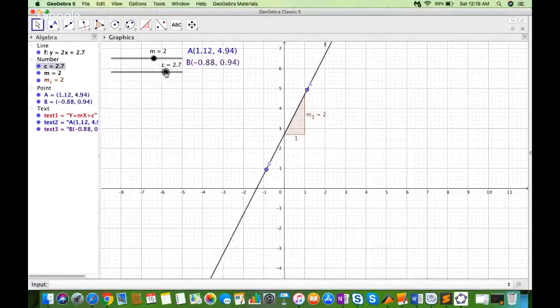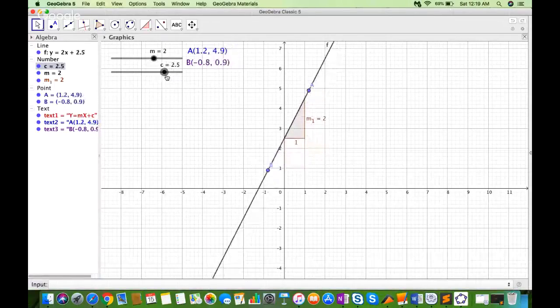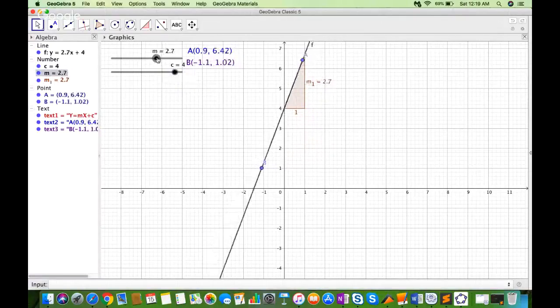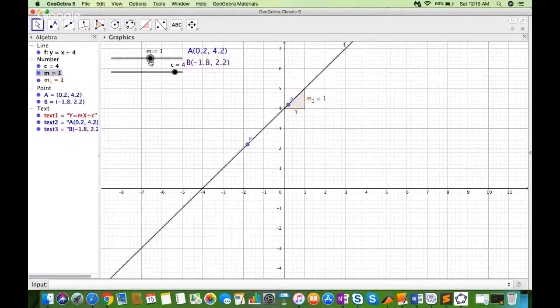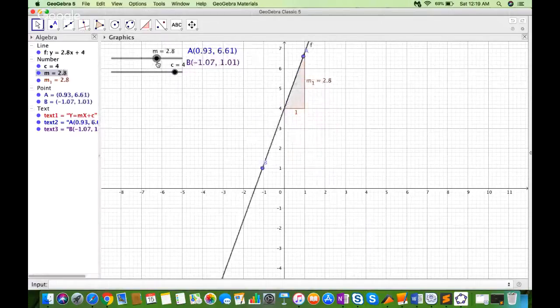If I change the value of c, look at this. What changes? The c value keeps changing. I kept it at 4. The line cuts at 4. Now what is m? M is the gradient. Look at the gradient. If the gradient changes, the ratio of height to width changes along with this. Is it visible?